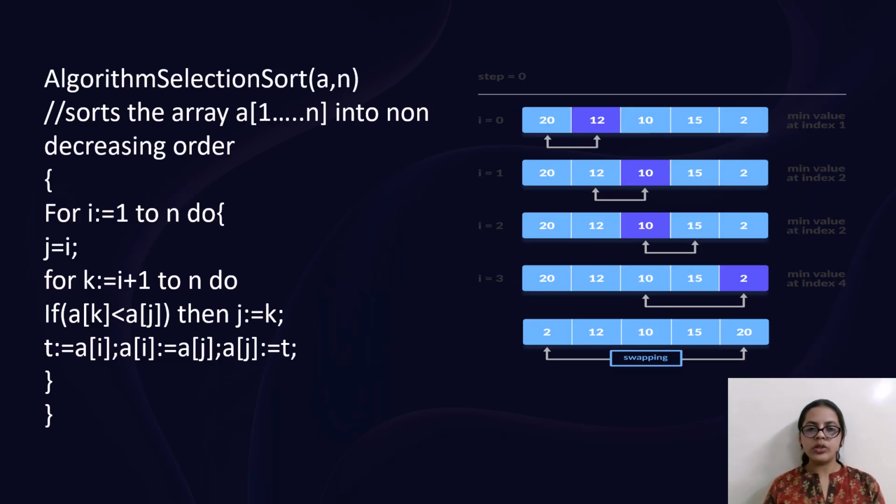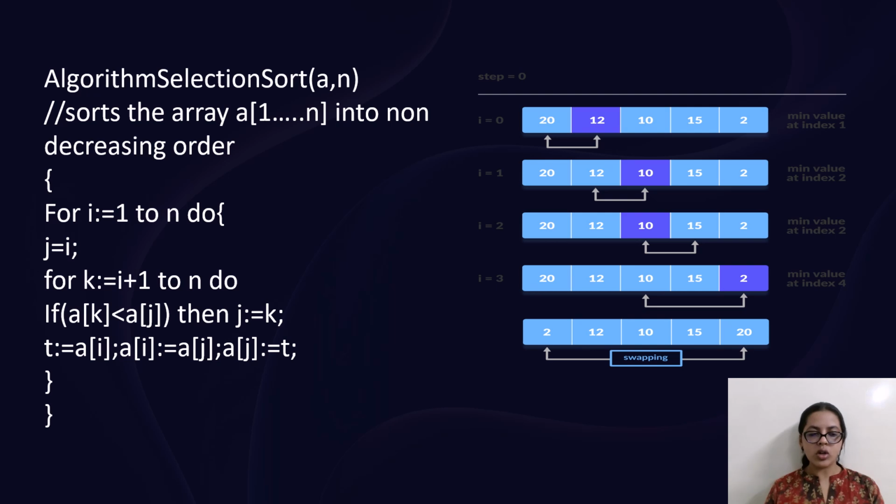So now let's look into the algorithm of selection sort. Step 1, start from the first element in the array, that is index 0. Step 2, find the minimum element from the unsorted part of the array. Step 3, swap the minimum element with the first element of the unsorted part. Step 4, move to the next element, that is index 1, and repeat steps 2 and 3. And step 5, continue this process until the entire array is sorted.